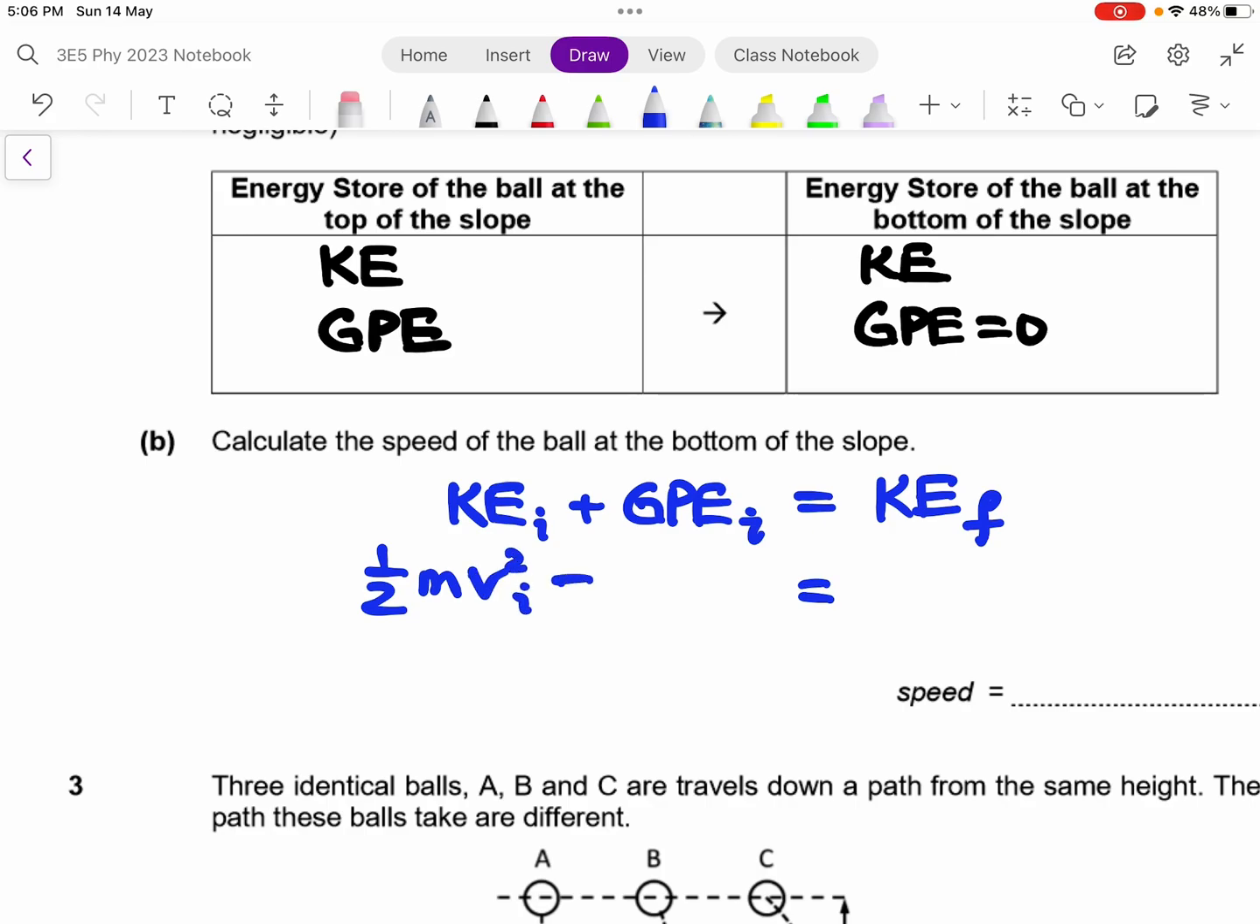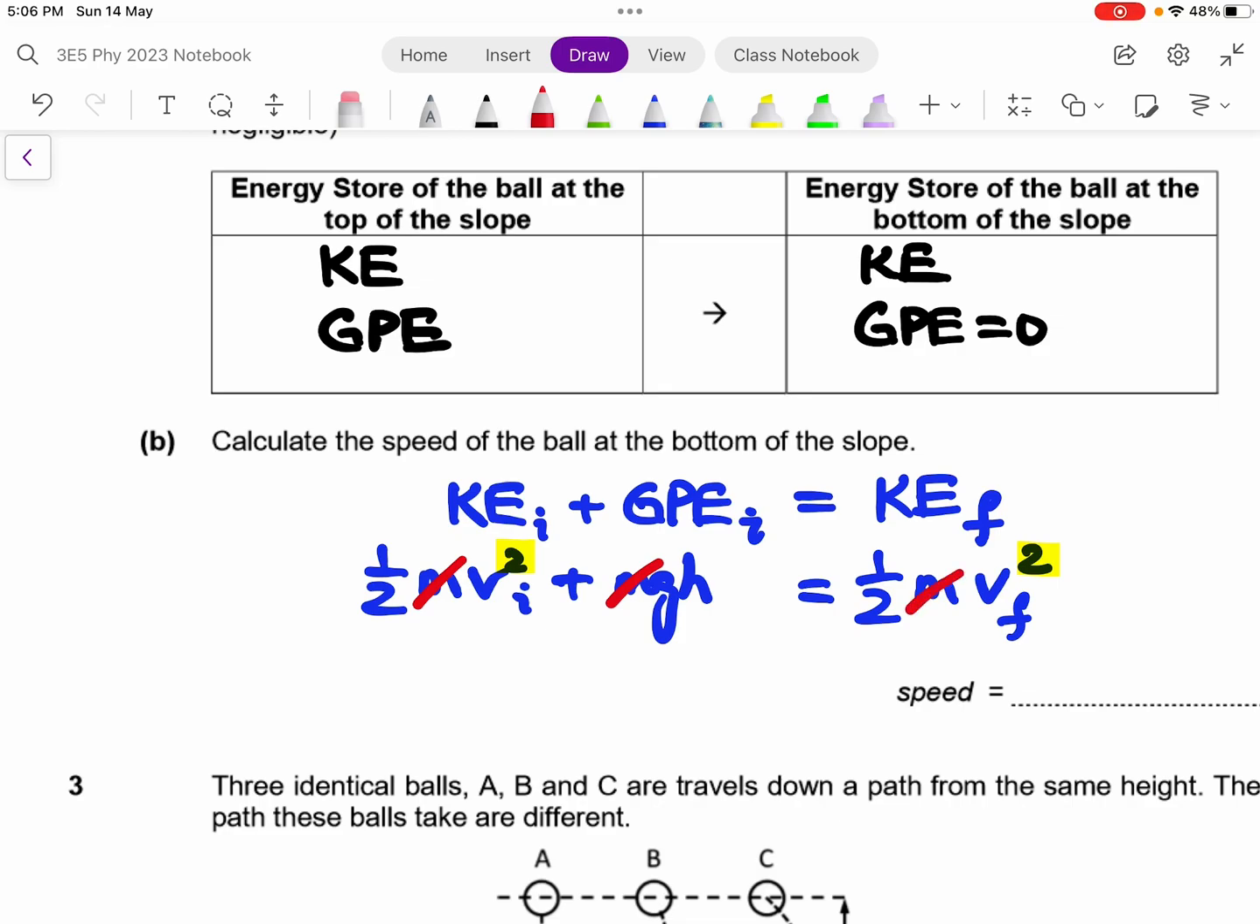So you will have this, right? Then have mv_f squared. So be mindful of the square. Then here you will also notice that the mass of the object is again irrelevant, right?